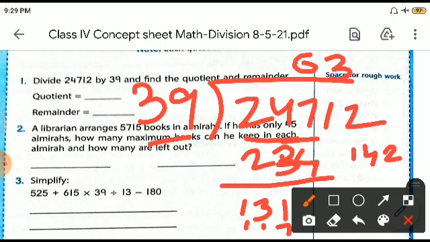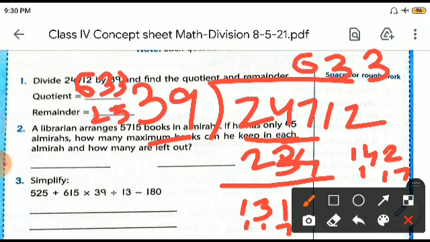So once again we will be taking threes, then 117. So what will be the remainder now? The remainder will be 25. Okay, so we got our two answers. The quotient is how much? 633, with the remainder being 25. Okay, this is how we need to do this.